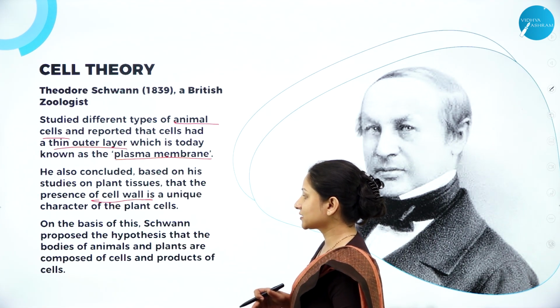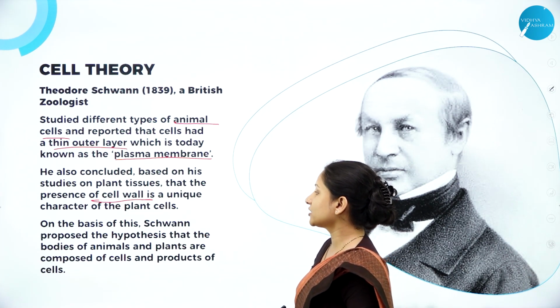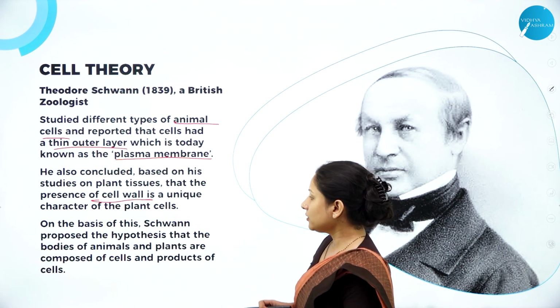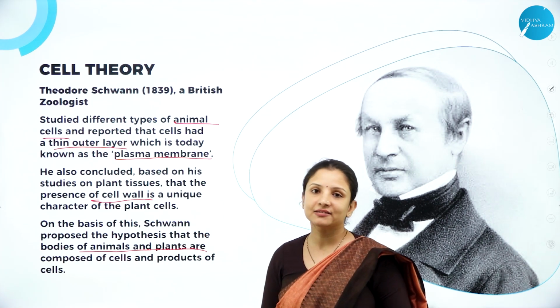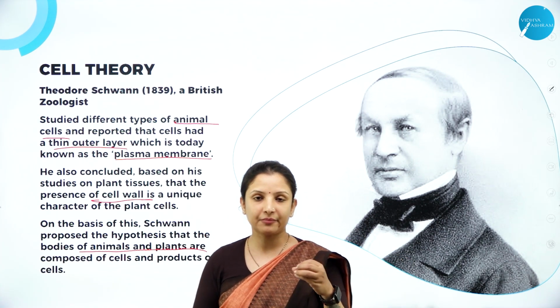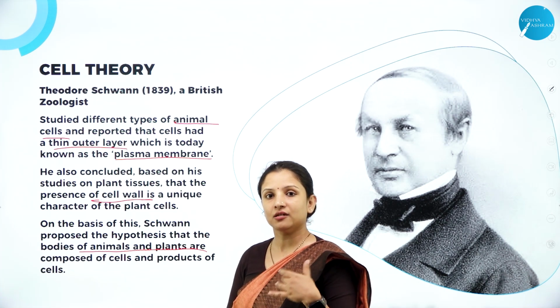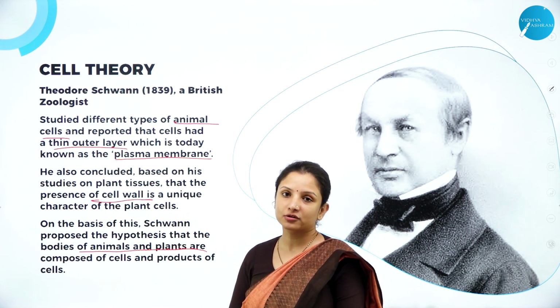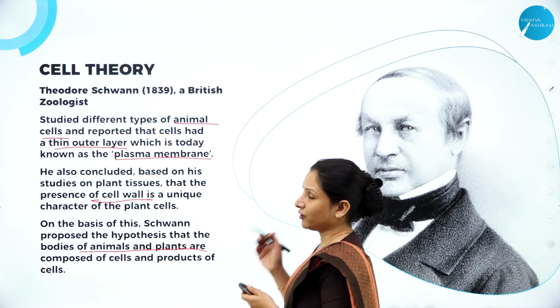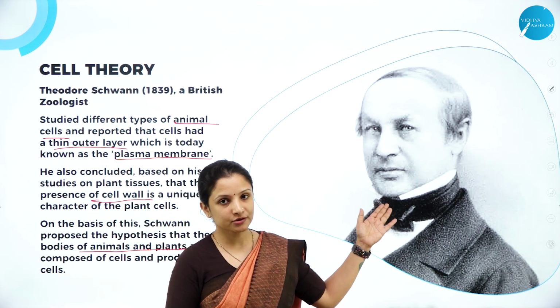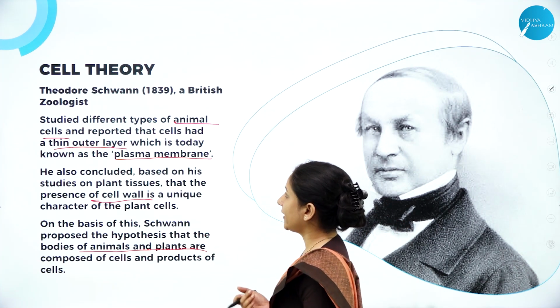On the basis of this, Schwann proposed a hypothesis that all animals and plants are composed of cells and the products of cells. Of course, they are made up of different types of cells and the products of cells. What are the products of cells? They are organelles and so on. So, this is Theodor Schwann, who was a zoologist, and this was his finding.